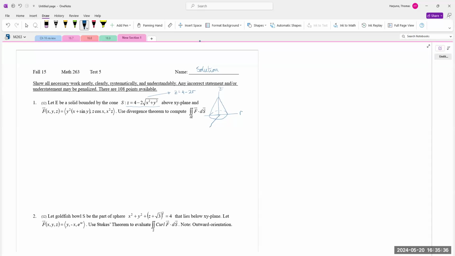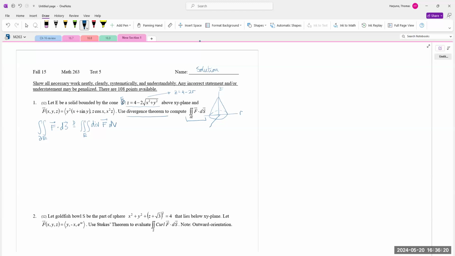The hint for this question is use the divergence theorem. So I actually tell you what theorem to use to compute this surface integral. The surface integral over the closure or the boundary of a solid E, of F dot dS, is equal to, according to the divergence theorem, the triple integral over solid E of the divergence of F dV.